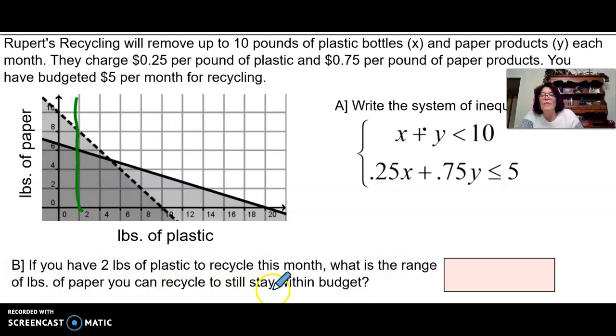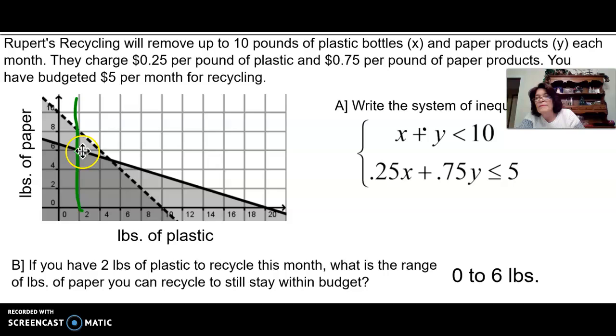What's the range of pounds of paper that you can recycle and still stay within budget? What's that look like between, now we're looking at, here's the 2 pounds. Now I'm looking here, between 6 and 8, it looks like. Oh, 0 to 6, I mean. Yeah, sorry. We're just looking at the pounds of paper.